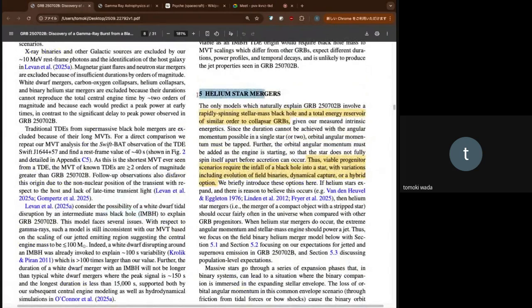And I don't read the detail of this part, but they consider that this GRB may come from helium star mergers. I think because in order to make long duration jet, they need maybe big disk or something that have rapid spin. And this kind of rapid spin may be made by mergers of helium star and black hole binary or such kind of things.